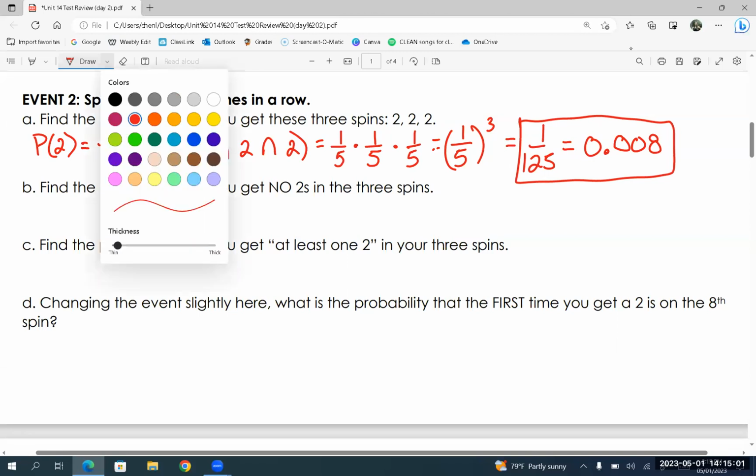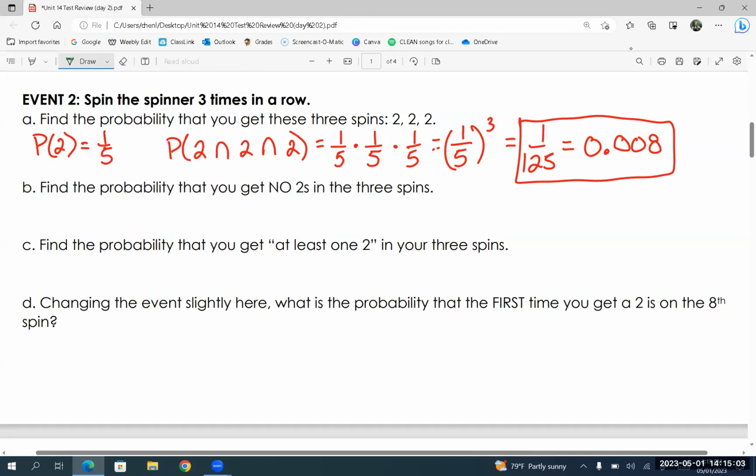Okay, part B. Find the probability that you get no 2s in the 3 spins. So not getting any 2s, meaning I could get a 1, I could get a 3, 4, 5. So not getting a 2 would be 4 out of 5. Because if one option is 2, that means the other 4 are not 2. Sorry, I have to try to fix this pen.